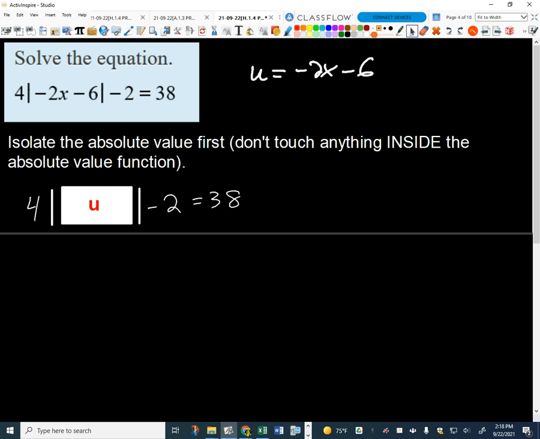Okay, so what about something like this then? How do we solve this equation? Let's talk about this. There's a couple tricks I want you to remember algebraically.